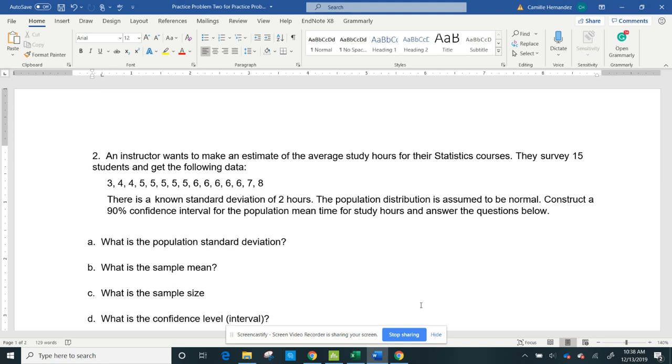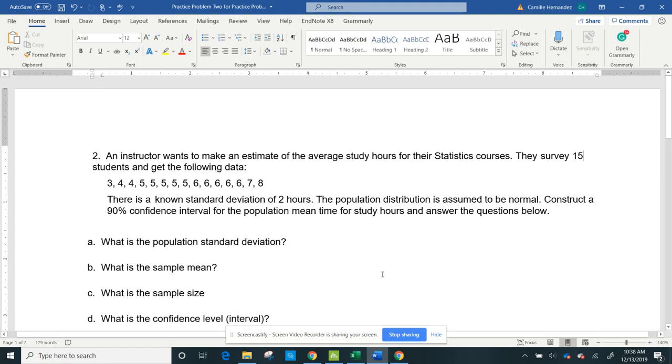So you can see here I have the 15 data points and they range from 3 to 8. There is a known standard deviation of 2 hours. The population distribution is assumed to be normal. Construct a 90% confidence interval for the population mean time for study hours and answer the questions below.